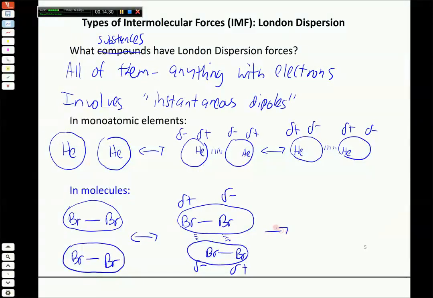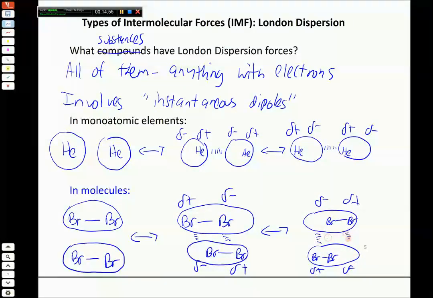But again, this is a dynamic situation, so the electron density will distort back in the other direction, delta minus, delta plus, and then if the other one distorts as well, you're going to get delta plus, delta minus that way. Opposite dipoles line up and have a small force of attraction.